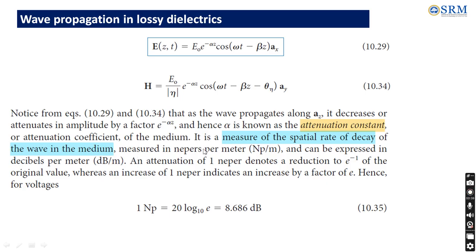The rate of decay is measured in nepers per meter, or we can express it in decibels per meter also. Attenuation of 1 neper represents the reduction to e power minus 1 times the original value of the wave. So 1 neper I can convert to decibels by taking 20 log of the e value, right? Why 20? Because it's a voltage. If it is a power, we can take 10 log. Since it's a voltage, 20 log of e will give me 8.686 dB.